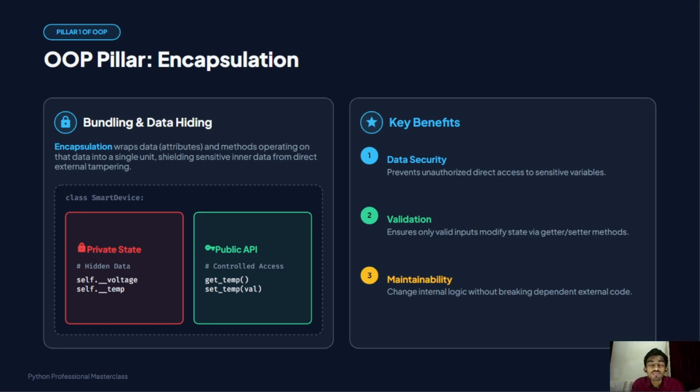Think about your mobile phone. You can increase the volume, change the brightness, or connect to Wi-Fi. But can you directly touch the internal circuits? No. Can you touch the battery controller or the processor? No. These are inside the internal system that gives you safe buttons to interact with. That's exactly how encapsulation works. It hides sensitive data and provides only controlled access.